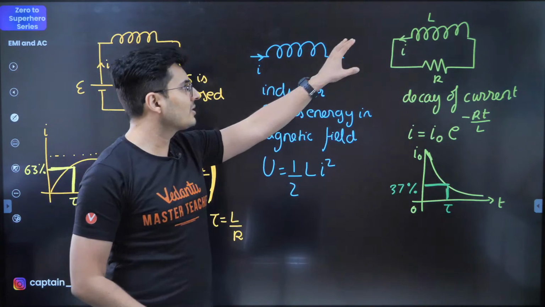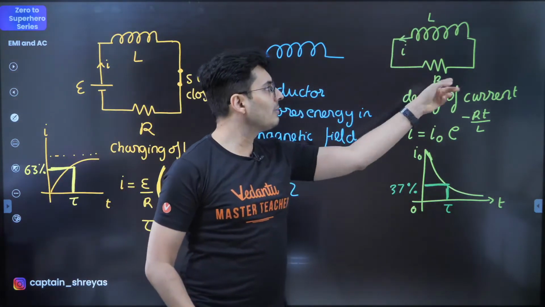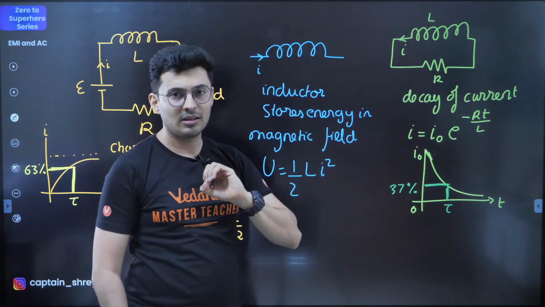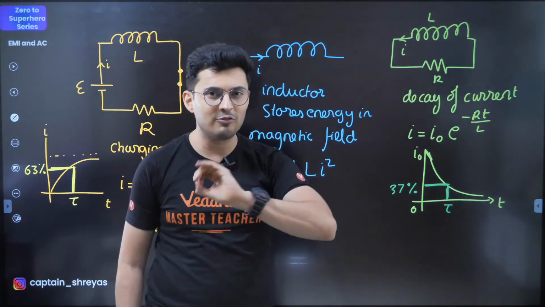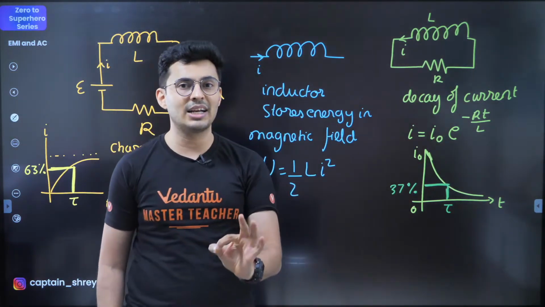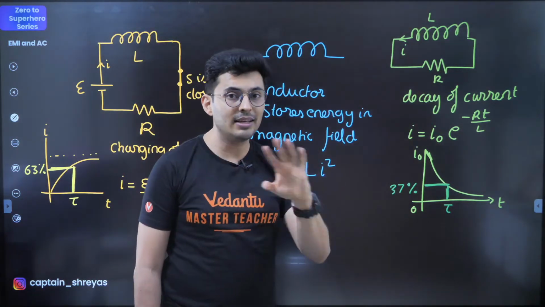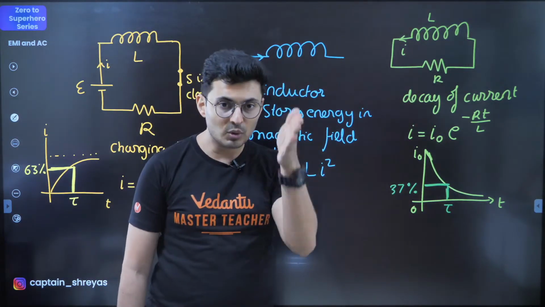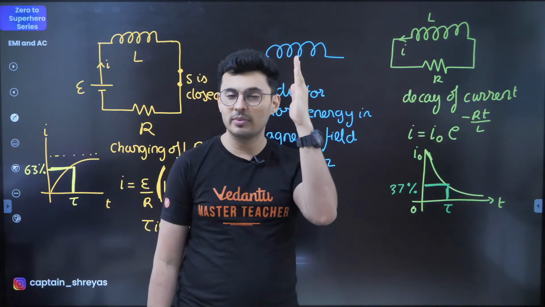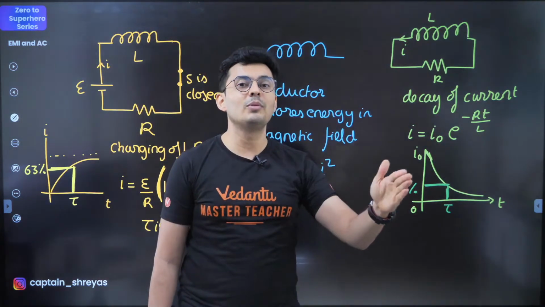So all the energy stored in the inductor will completely be lost as heat across the resistor, but it won't happen within a fraction of a second. That also takes time, because an inductor does not like any change. If it has to go down, no. If it has to go up, no. So it takes some time to go down.